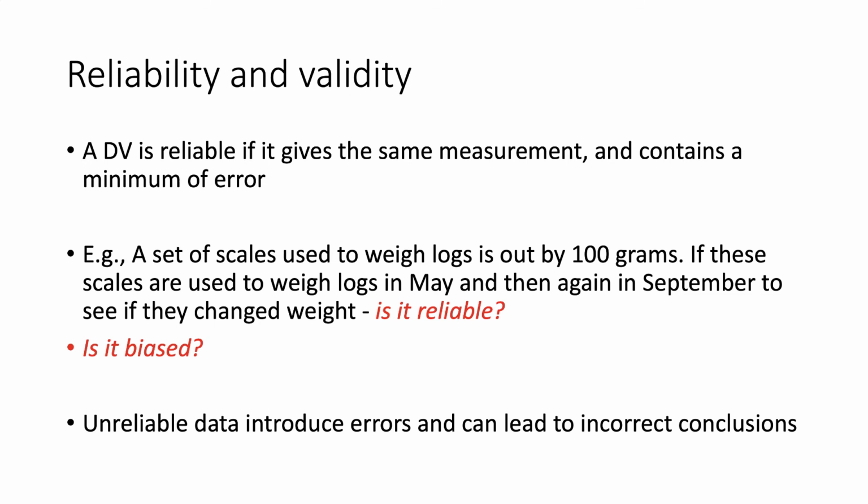A DV is reliable if it gives you the same measurement and contains minimum error. So here's a question for you. A set of scales used to weigh logs is out by 100 grams. So it's always going to give you a slightly lower reading than how much they really do weigh. So is that reliable, or is it biased? The answer is, it is biased because it's consistently underestimating the weights of the logs. But is it reliable? The answer is yes.